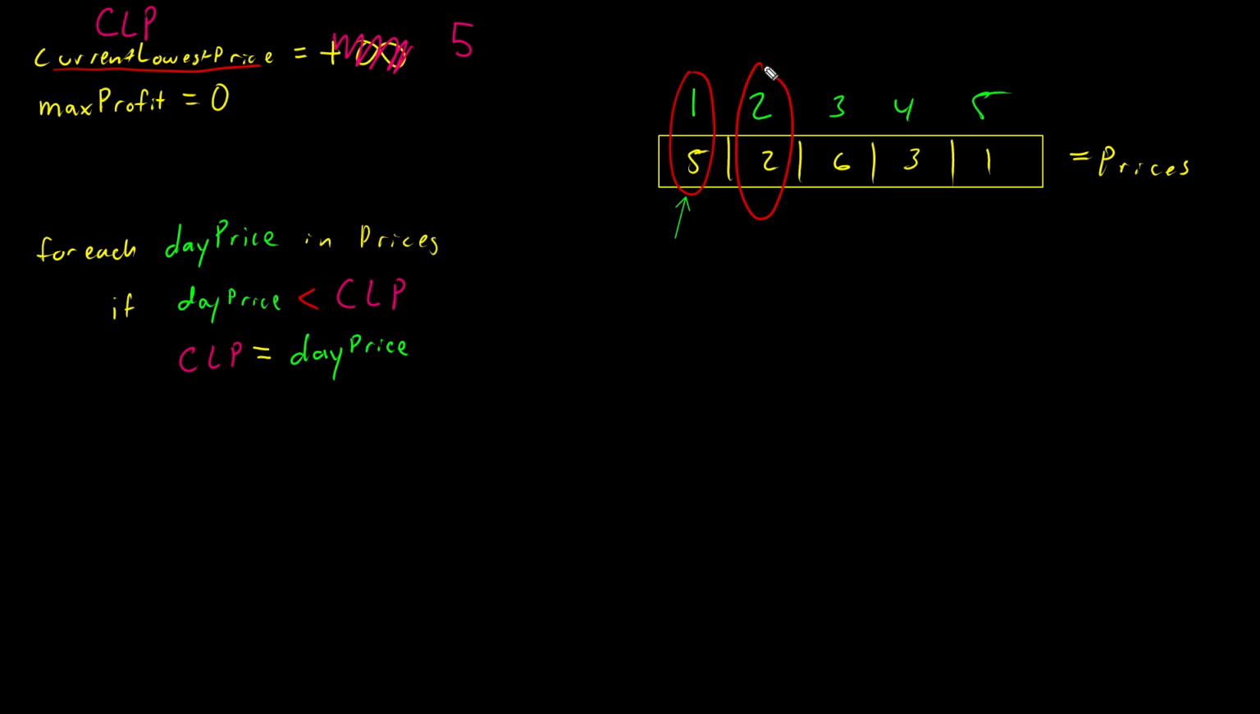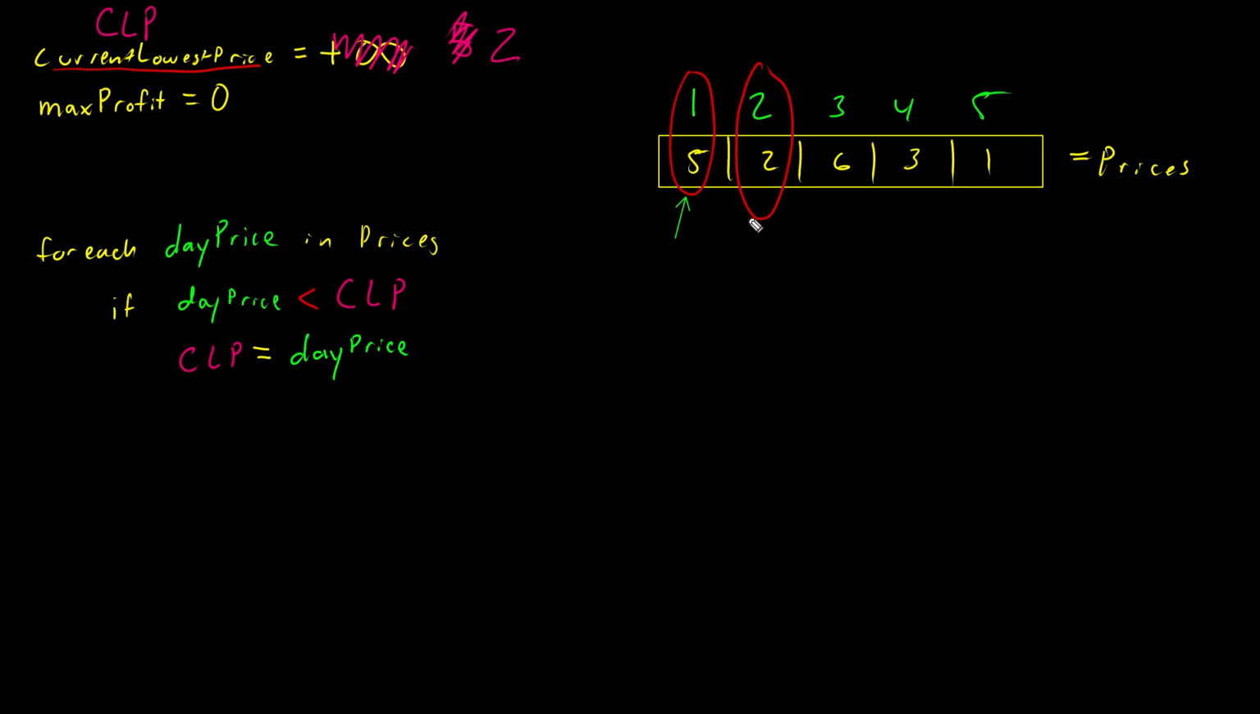So at day 2, the price is $2. So we come here. Is $2 less than my current price? In other words, is $2 less than 5? And this is true, so we'll go ahead and update current lowest price. So it's no longer 5, now it becomes a 2, and we still haven't made any profit.